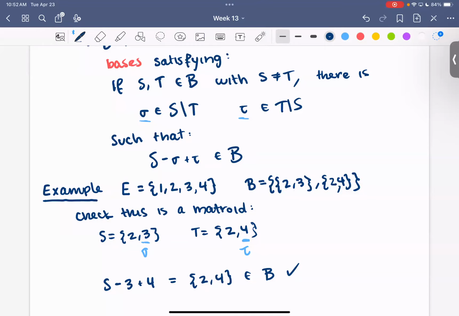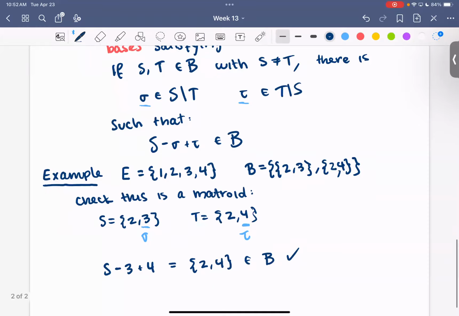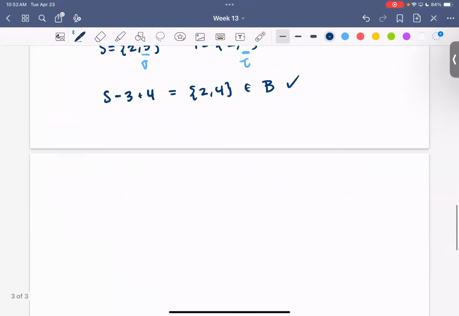Okay, so now let's see how this generalizes linear algebra and graphs. So we'll do two things. We'll show how to take vectors and get a matroid, and then we'll also show how to start with a graph and get a matroid. So let's do the vector version.